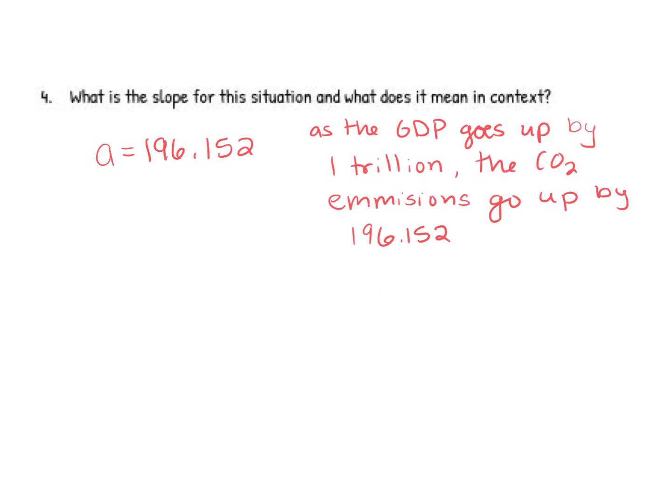The same thing with what is our slope for this situation and what does it mean in context. We've got our slope, our A value. So the slope is when you move 1 to the right. So as the GDP goes up by 1 trillion, because the GDP is counting in trillions, then the CO2 emissions go up by 196.152. I said go up because our slope is positive, so it is going to be going up the y-axis.